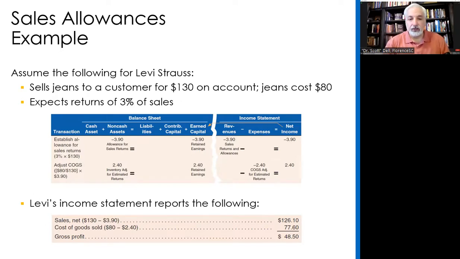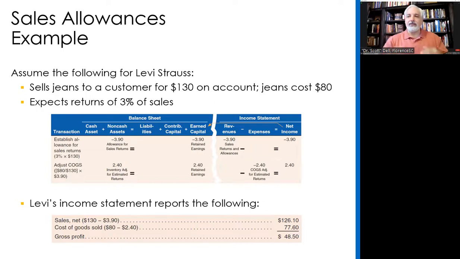So here we go. Net sales is the $130 minus $3.90. So net sales is what's showing up in revenues. Cost of goods sold, we actually adjust the cost of goods sold to go with that as well as a percentage. And that revises our gross profit.